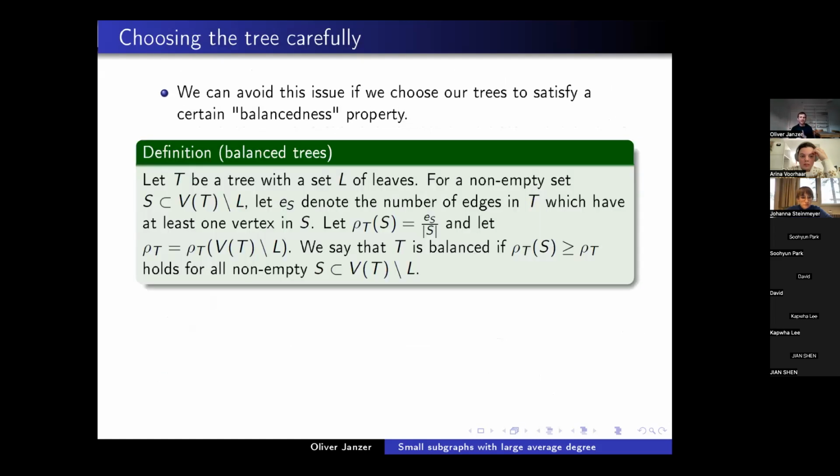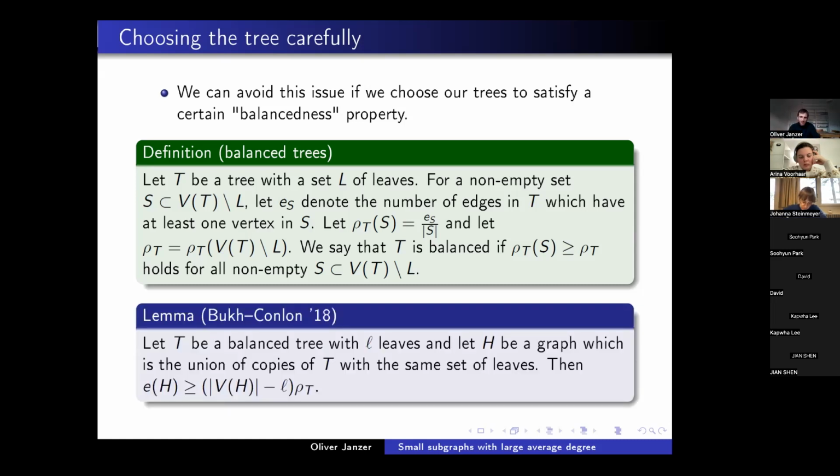And perhaps a slightly complicated looking definition, but really I'll just explain what it is. So a balanced tree is a tree which doesn't have a part which is sparser than the rest. So for every subset S of non-leaf vertices, you define E_S to be the edges touching S, and this E_S over S is then the ratio of edges touching S divided by the size of S. So it's kind of the average degree of vertices in S. And we call the tree balanced if this local average degree in S is always at least as big as the global average degree of the tree. So in every small part, you are at least as dense as the entire thing.